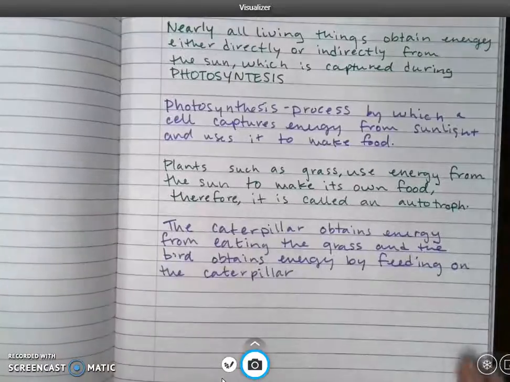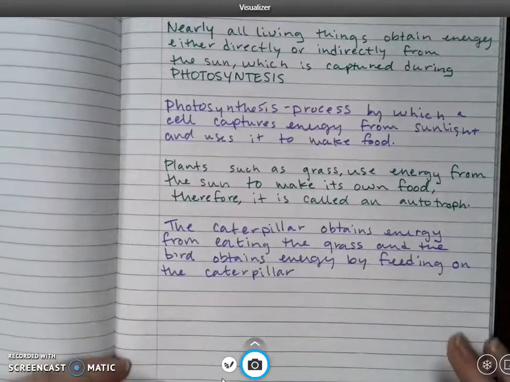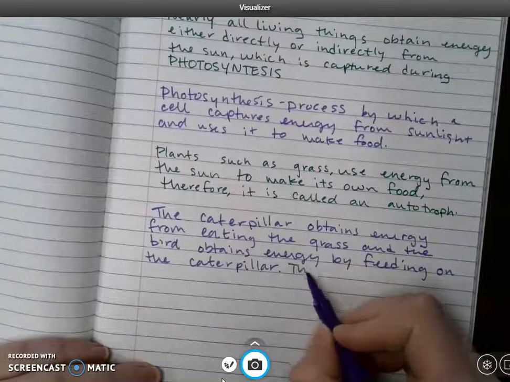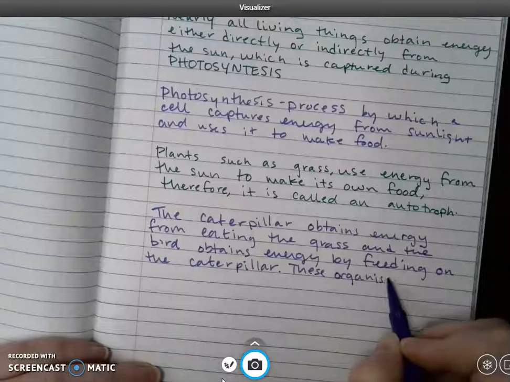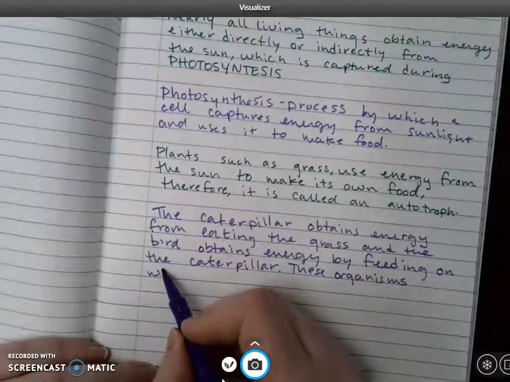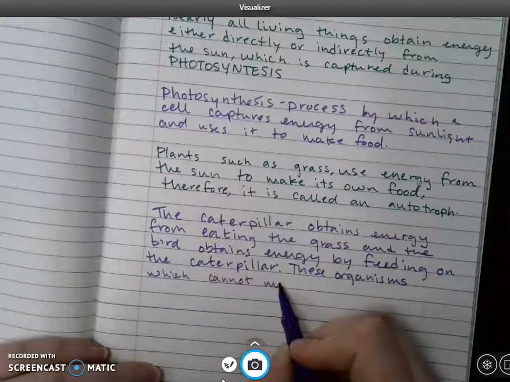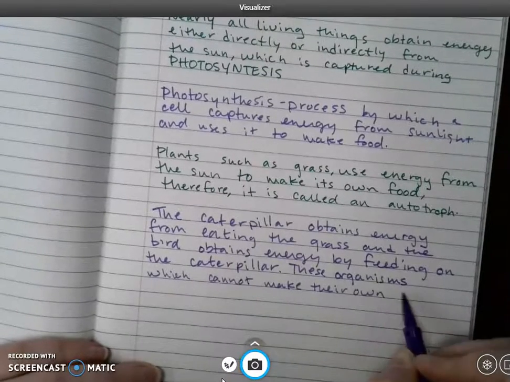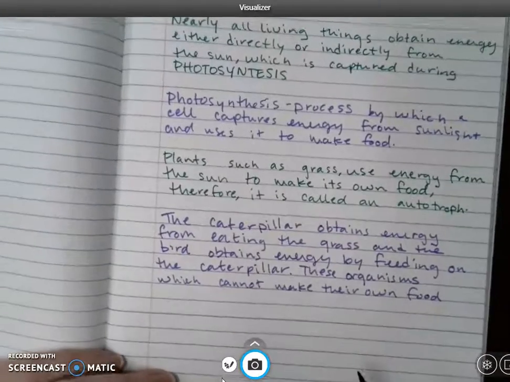We're going to draw a food chain at the bottom of this chunk, so don't worry, it'll make a little bit more sense. These organisms which cannot make their own food are called heterotrophs.